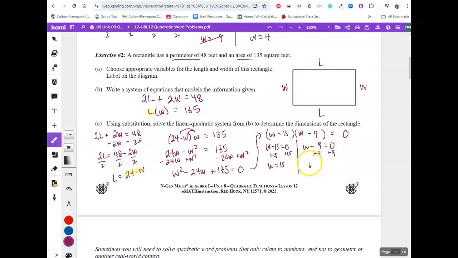Now, can we use both of these answers? Yes, we can, because the width could be 15, or the width could be 9. Well, if the width is 15, what's the length going to be? The length will be 24 minus 15, which is equal to 9. So the width could be 15 and the length could be 9. But what if the width is 9? Then the length would be 24 minus 9, which is equal to 15. So we could actually find one is 15 and the other is 9 for both of them.